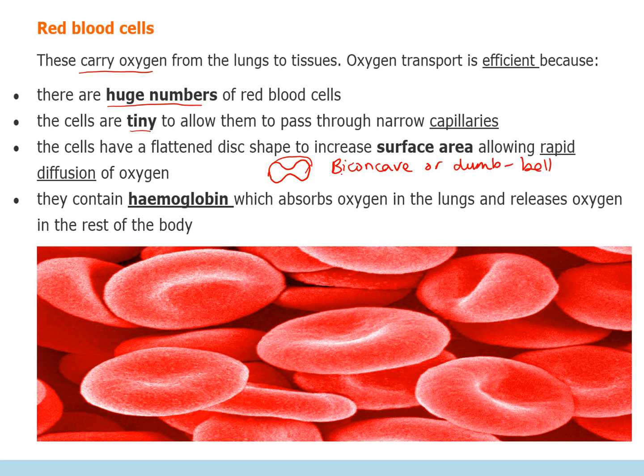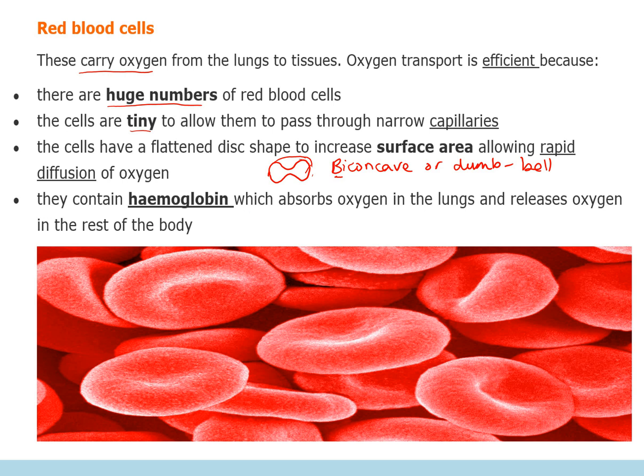And the reason it's called biconcave: bi means two, so top and bottom. Concave means to cave in. And it gives this figure of 8, kind of increased surface area. And it allows rapid diffusion of oxygen into the red blood cell and out.